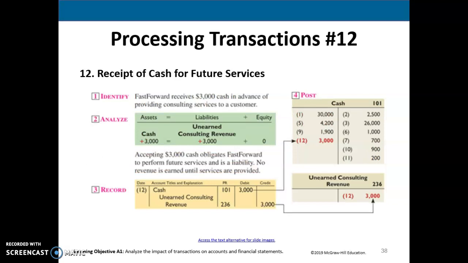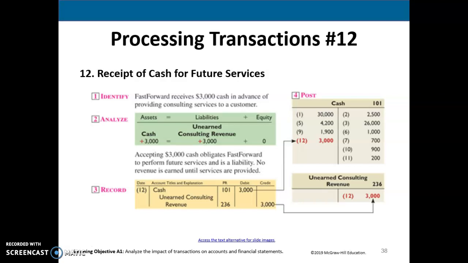The next one, we have number 12, receipt of cash for future services. So we're getting $3,000 cash in advance for providing consulting services. It's going to require an increase to the cash account, and then we're going to use another liability account because we're getting the cash up front, but we haven't earned it. So we can't recognize this as revenue yet because we haven't provided the service yet. It's in advance. So anytime it's in advance, we're going to use that new account called unearned consulting revenue. It's a liability. So we're going to increase the cash account with a debit, and we're going to increase the unearned consulting revenue account for $3,000 by using a credit. Then we're going to post those.